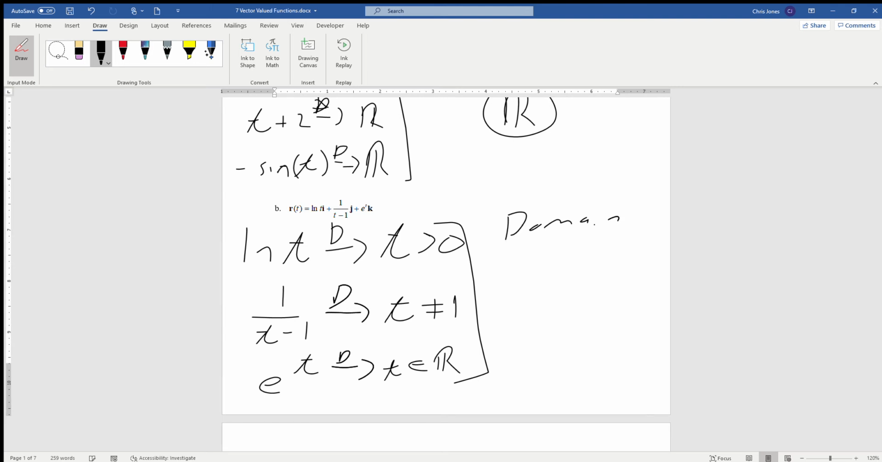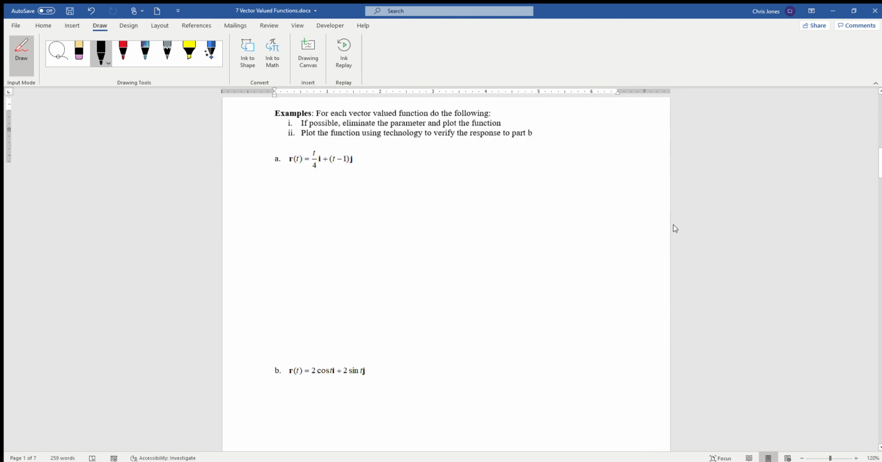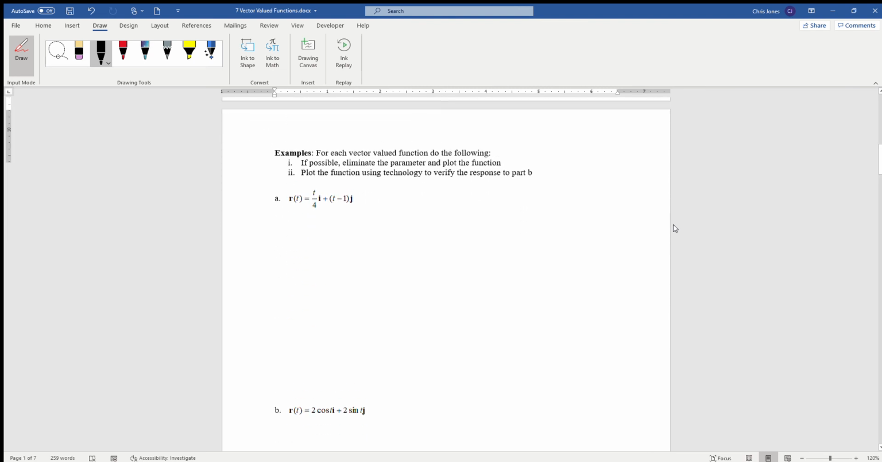Okay, so the domain of R of t is going to be from 0 to 1, exclusive of 0, exclusive of 1, union 1 to infinity. All right. And I will ask that you always write the interval for domains, just because that's the most common notation.